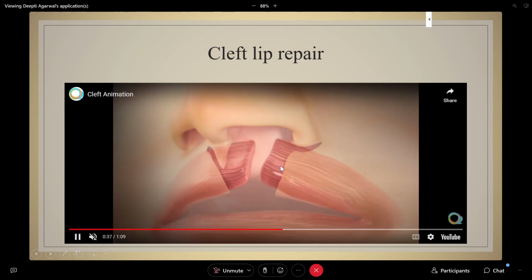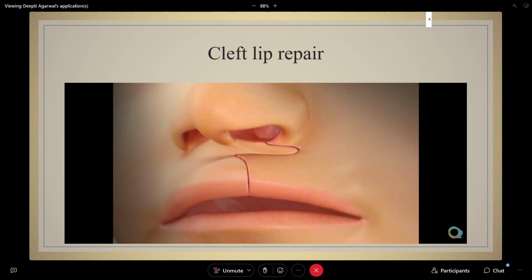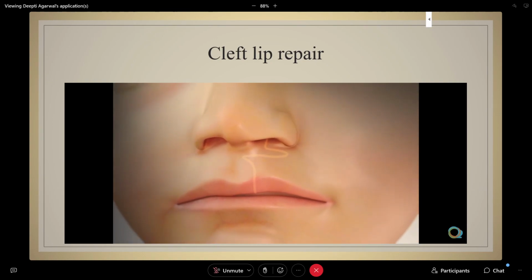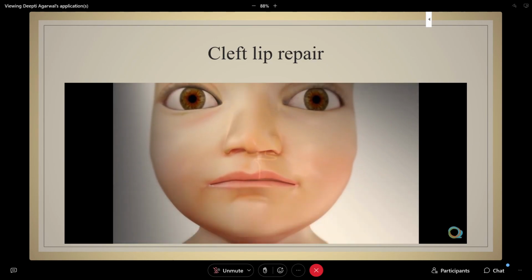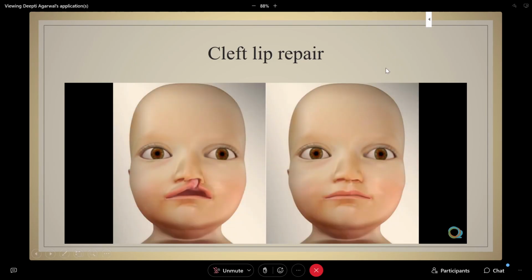Functional continuity of the orbicularis oris is restored, and then skin is sutured, keeping in mind the vermilion, Cupid's bow, and other landmarks. See the difference before and after surgery.